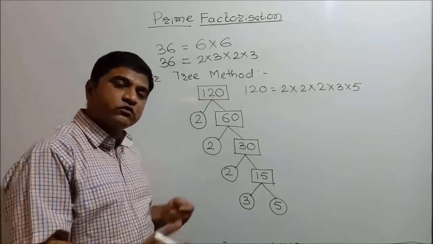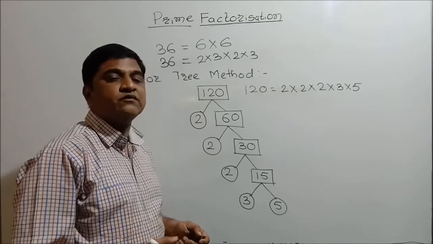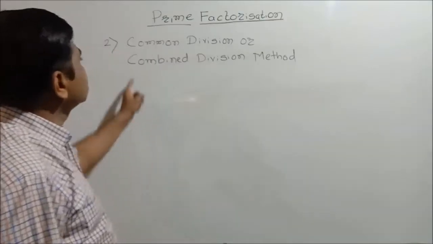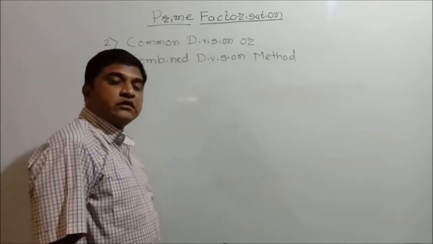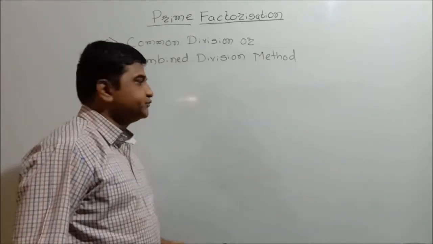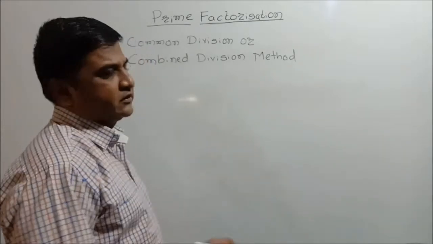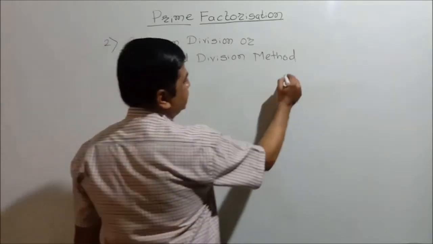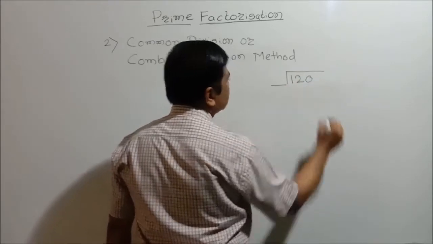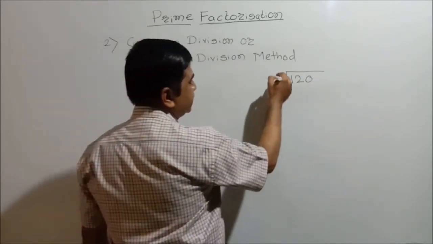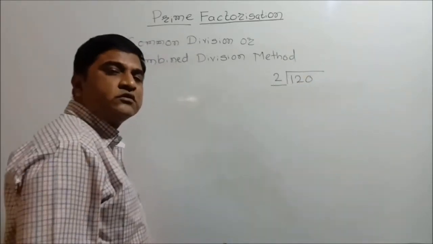Let us go for one more method, known as the combined division method or common division method, for prime factorization. Now let us see what is meant by the common division or combined division method. We are going to follow the division algorithm. What is meant by algorithm? Algorithm means a method. In a regular division method, we put the dividend inside the division sign, we place the divisor over here, and we write the quotient above the dividend.